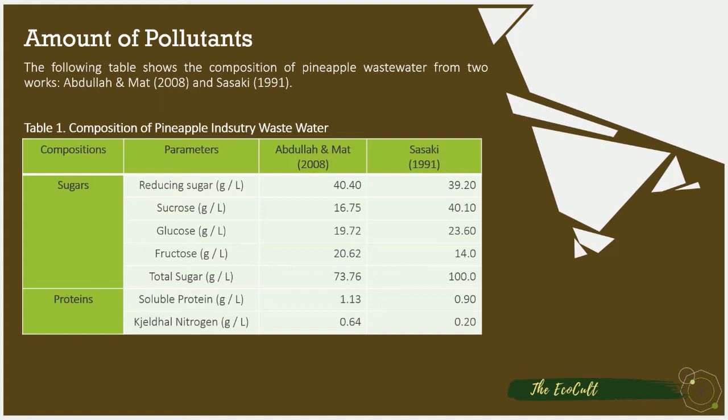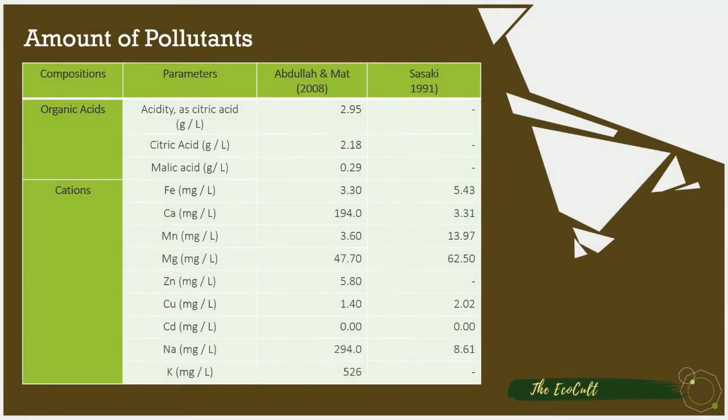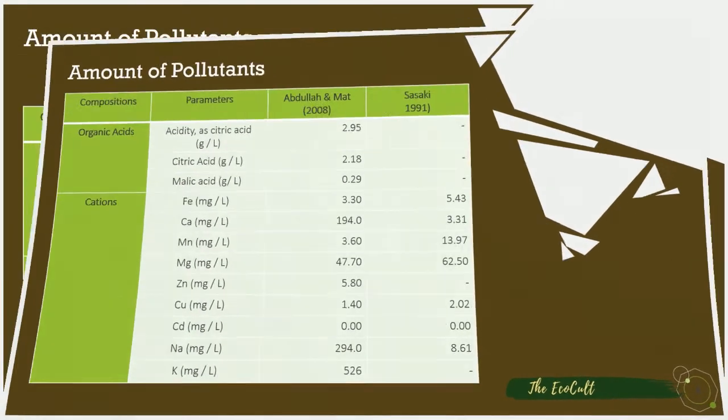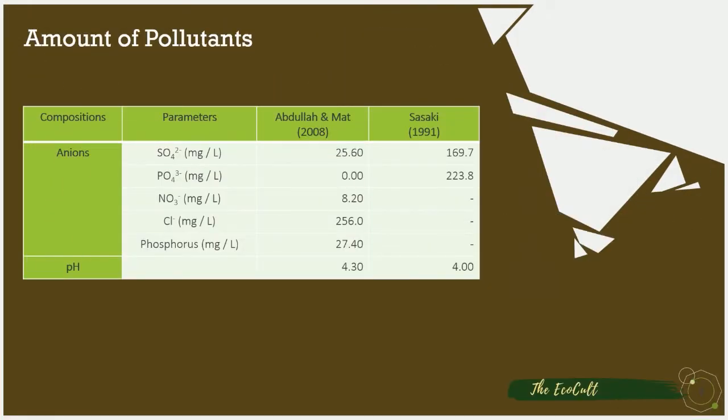The waste contains very little nitrogen and soluble protein and elements such as iron, calcium, manganese, zinc, copper, cadmium, sodium, and potassium. Potassium is the most abundant element in the pineapple waste. Pineapple wastewater is acidic with a pH of 4 to 4.3. Most of the acidity is due to citric acid, with a significant contribution made by malic acid.